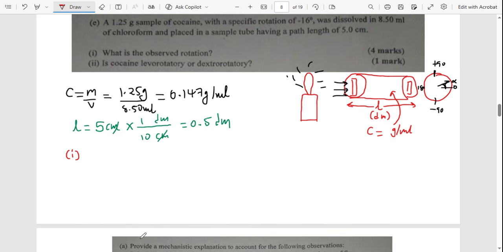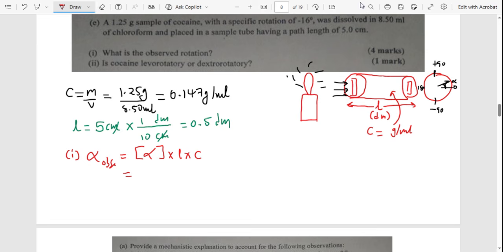So what you need to know is that the specific rotation is the observed rotation divided by length times concentration. So the observed rotation is actually the specific rotation, which you write in brackets like this, times length times concentration.